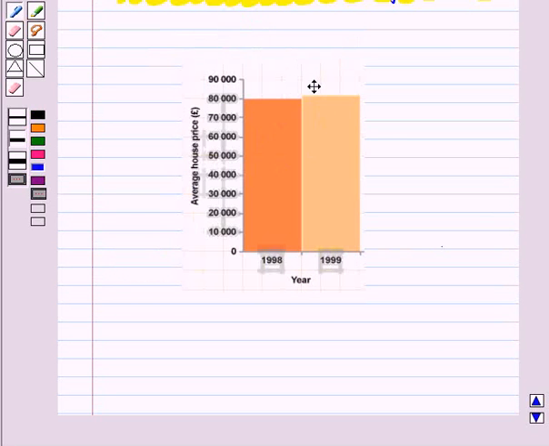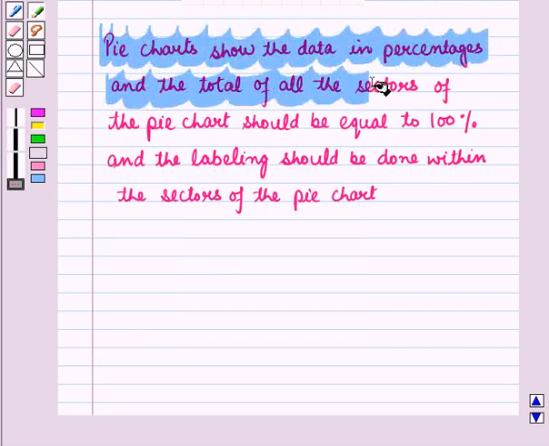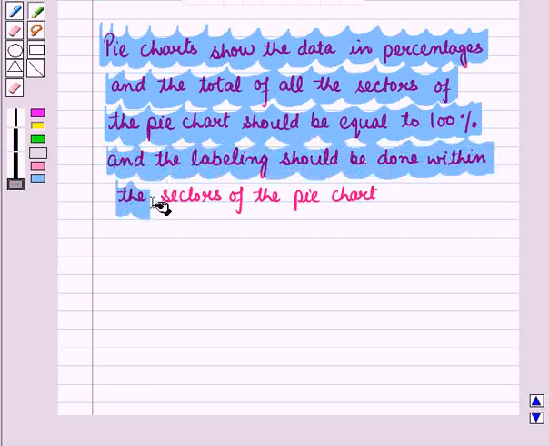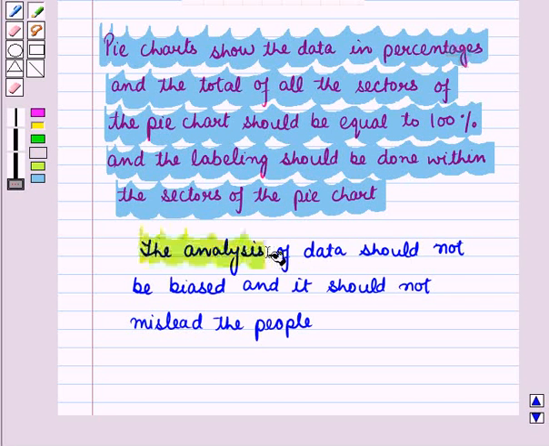Now, let us see the improved version of the above graph. Here you can see the vertical axis starts from zero and the scale is appropriate. Also, you can see that there is not much difference in the average house prices in the 2 years. Now, pie charts show the data in percentages, and the total of all the sectors of the pie chart should be equal to 100%, and the labeling should be done within the sectors of the pie chart. Now, in published reports and descriptions of the data, we should keep in mind that the analysis of data should not be biased and it should not mislead the people.